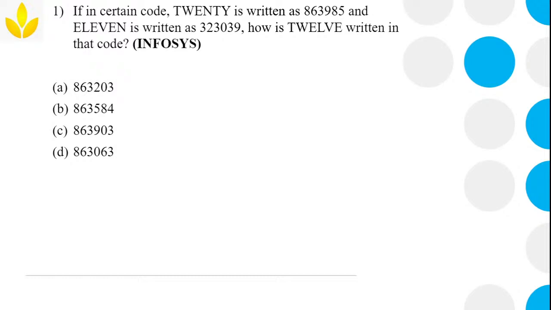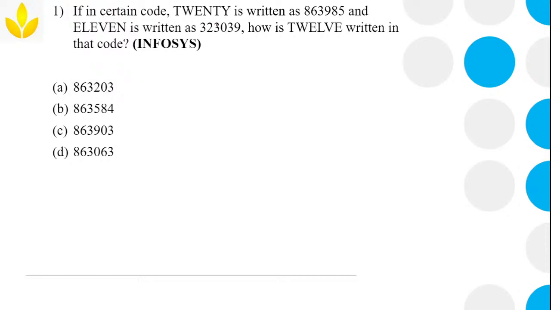Okay, so what do you have to do first? First you have to find the relation between 20, which is coded with some number, and 11, which is coded with some number, and similarly you have to find the relation for other numbers. Let us do it. Let me help you with the first problem, and then for the quiz I'll give you some more problems to solve. Now look at this.